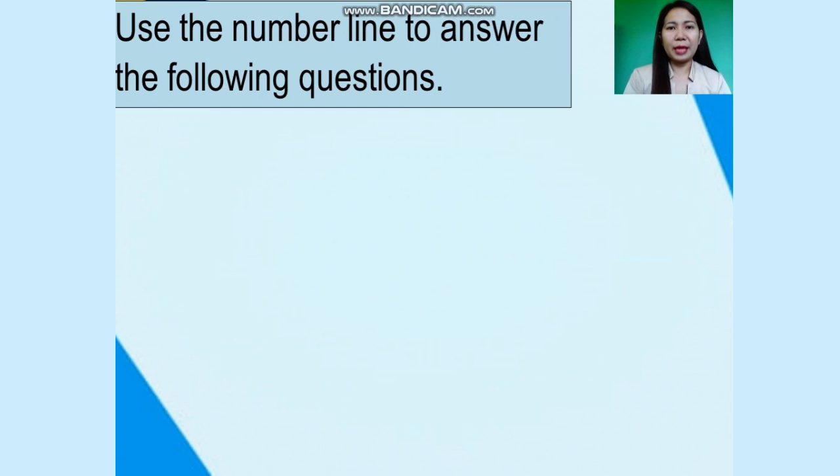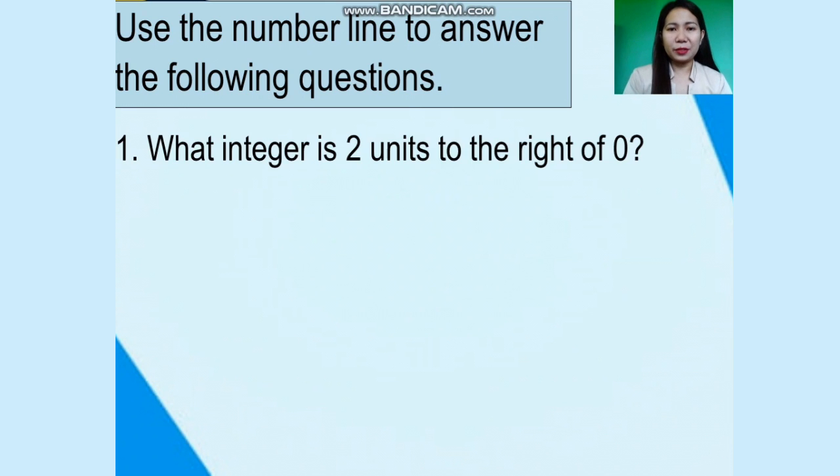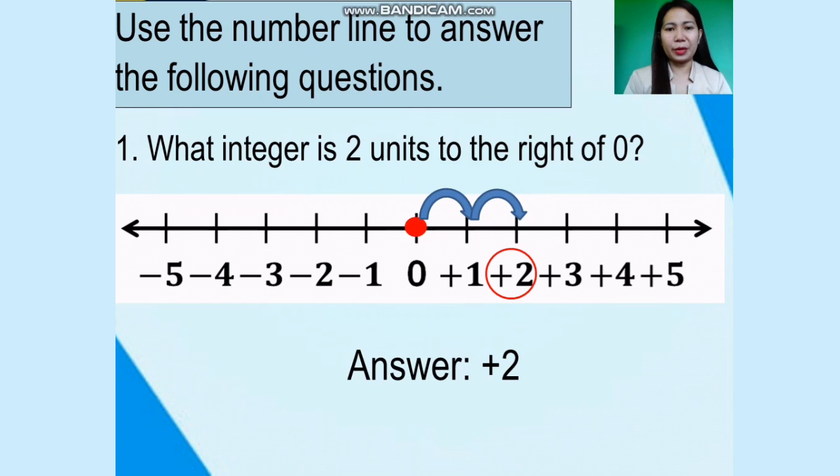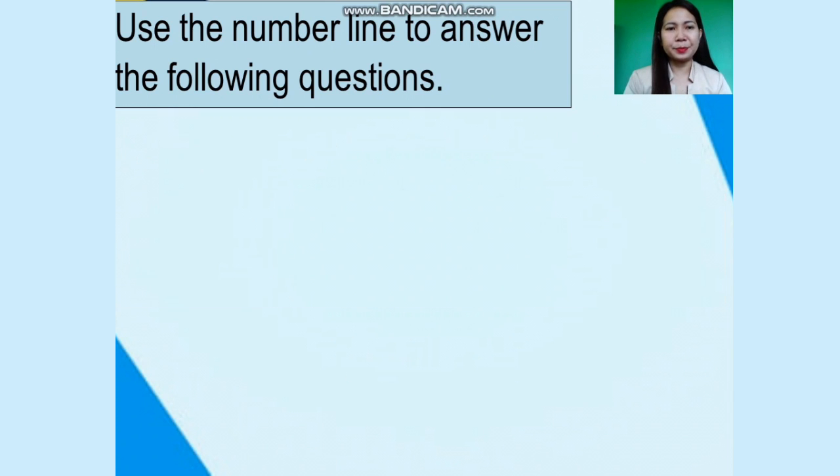Let us use the number line to answer the following questions. What integer is 2 units to the right of 0? Let us draw a number line and identify where 0 is. We are going to move 2 units to the right. So 1, 2, and we end up at positive 2. So your answer is positive 2.